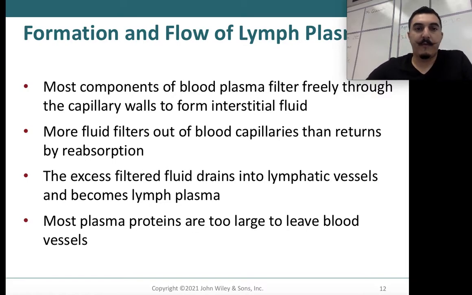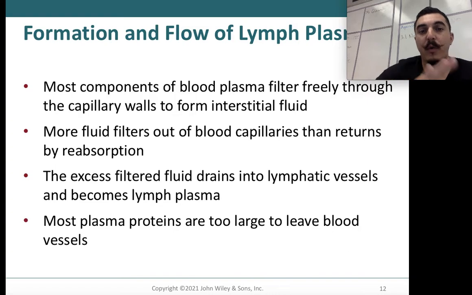So we have the formation and flow of that lymph plasma. Most components of the blood plasma will filter freely through those walls to form the interstitial fluid in between. More fluid will filter out of those blood capillaries than will return through reabsorption. So we're always cleaning out more than we're actually putting back in. That excess filtered fluid will drain into those lymphatic vessels, and it will then become lymph plasma. And a lot of plasma proteins are too big to leave that blood vessel.